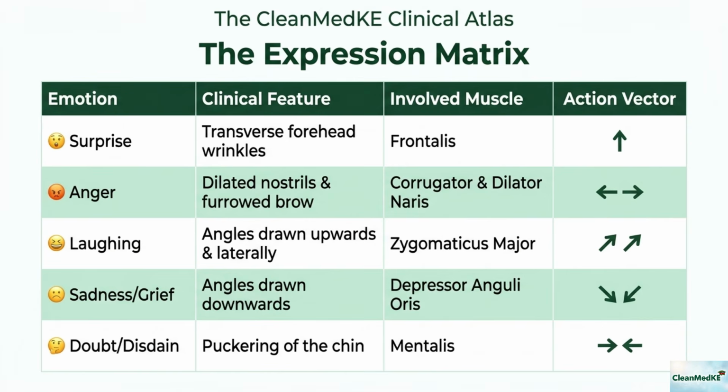Let's consolidate this with the expression matrix, a classic exam favorite. Surprise is shown by transverse forehead wrinkles, driven by the frontalis. Anger dilates the nostrils and furrows the brow via the corrugator and dilator naris. Laughing draws the mouth corners up and out using the zygomaticus major. Sadness pulls them down via the depressor anguli oris, and doubt puckers the chin using the mentalis.